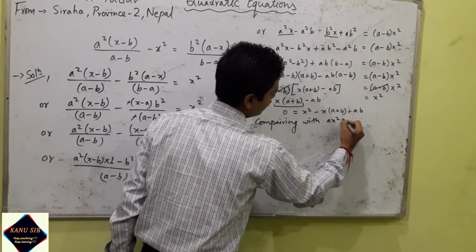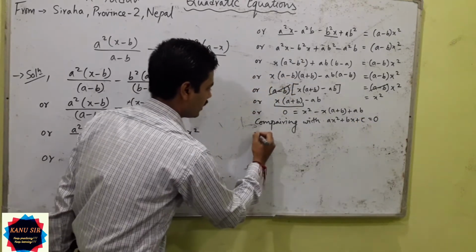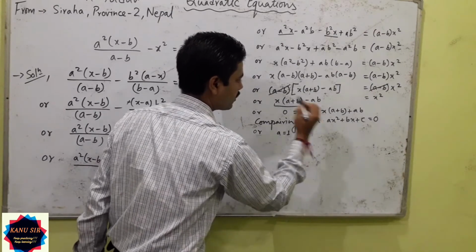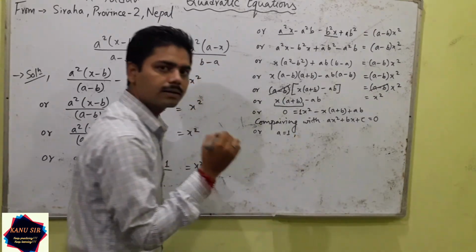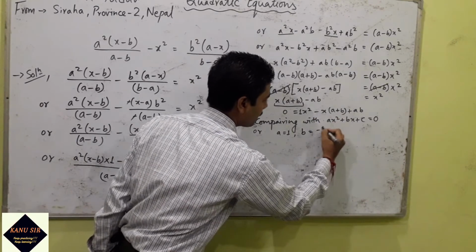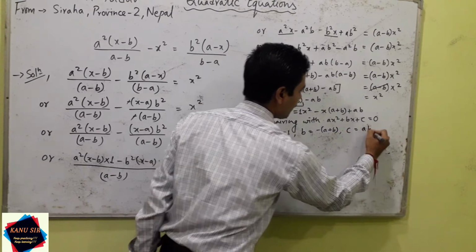Now you can write, comparing with the quadratic equation ax square plus bx plus c equals 0, you will get a as 1 because there is 1 in front of x. You will get b as minus (a plus b), and you will get c as ab.